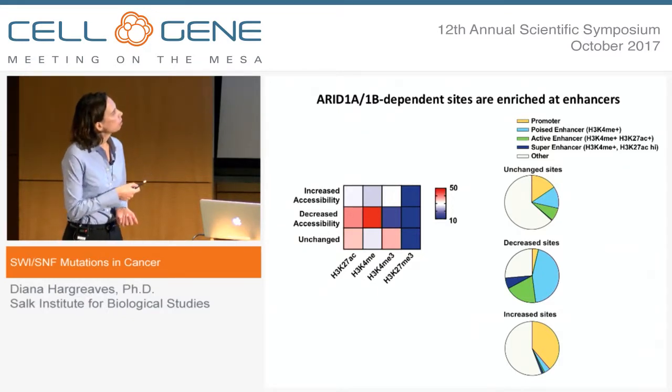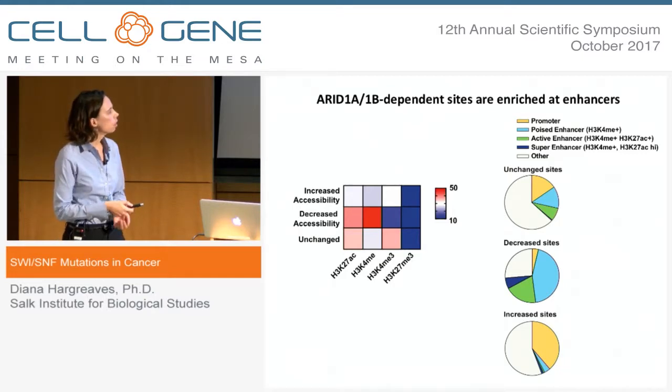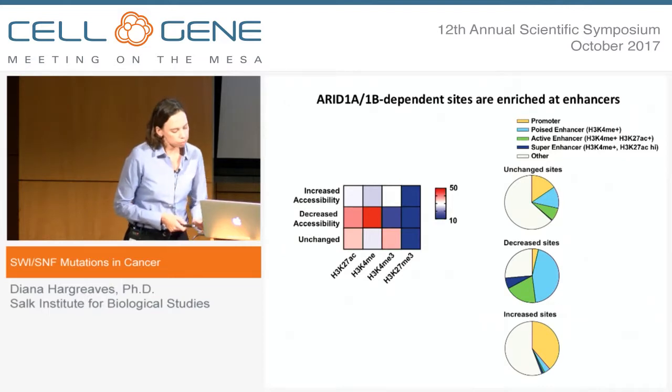And so if we dive in a little deeper here, we find that unchanged sites have a nice distribution of promoters and enhancers, whereas our decreased sites are really enriched at these enhancer elements of all classes, the poised, active, and super enhancers. And increased sites are primarily found at promoters.